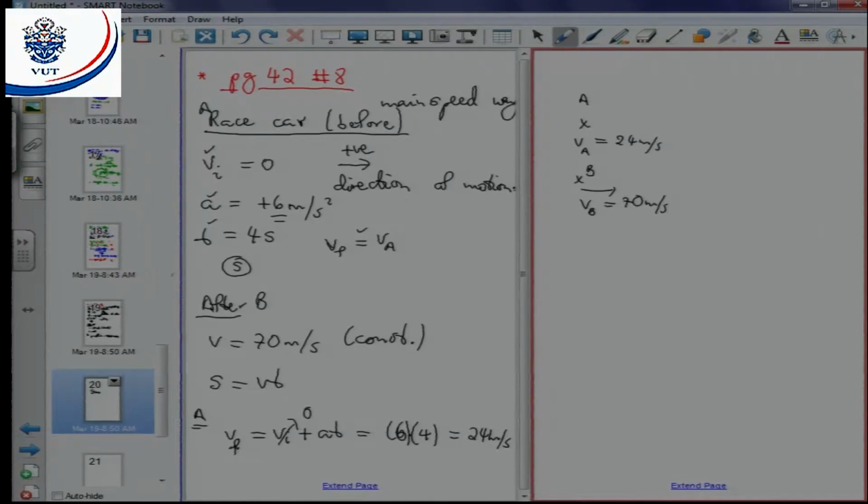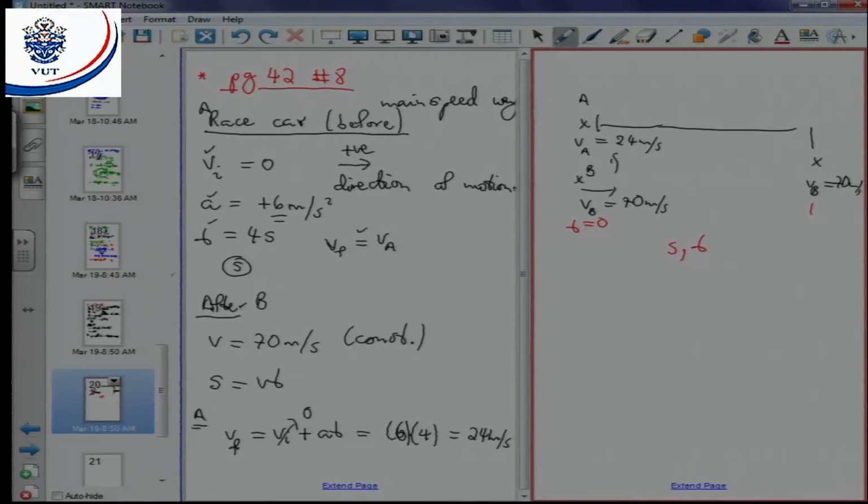So this one overtakes that one, and later on they meet again, and car B is still moving at 70 meters per second. We want to know how much time is taken from when they pass each other to where they meet. We can see that both of these cars are going to travel the same distance S, and we start the clock when they meet, so they both have the same time, which I'm going to call T.